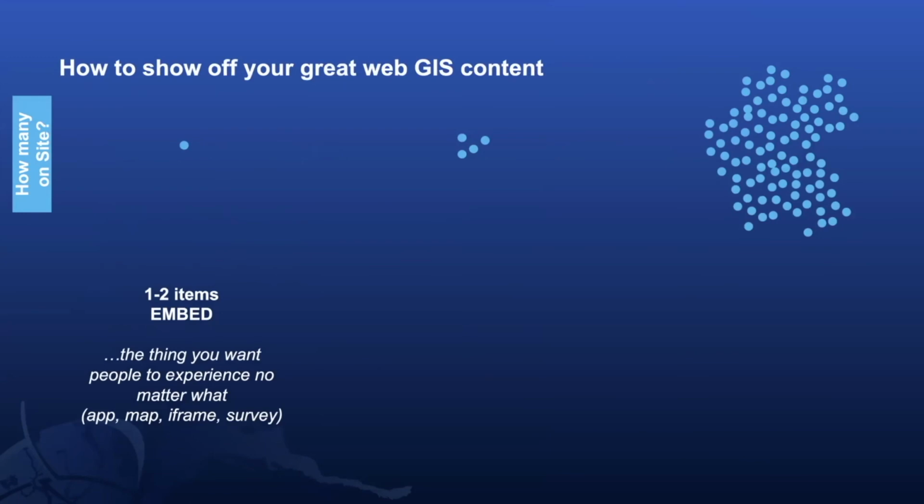Next is your GIS content from your enterprise portal. If you're trying to build a site that's featuring one item, we recommend embedding using the app card or iframe card or map card, as you can provide the context and show the app directly without too much of an impact.